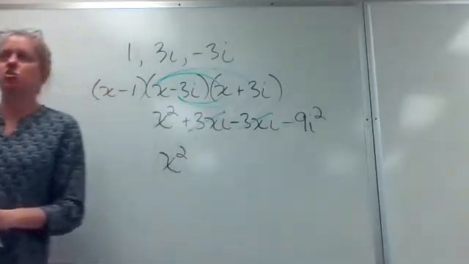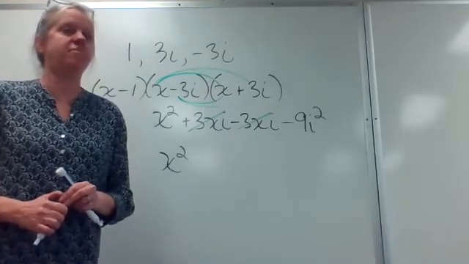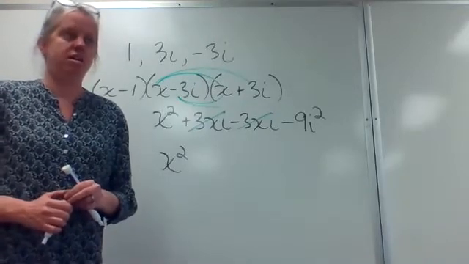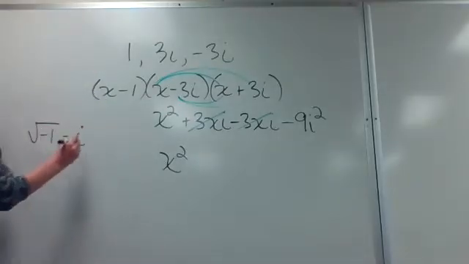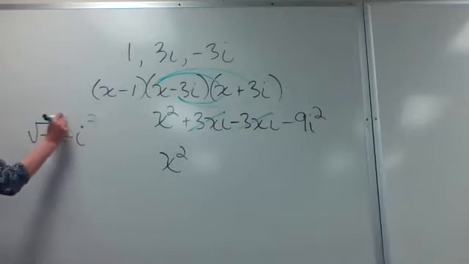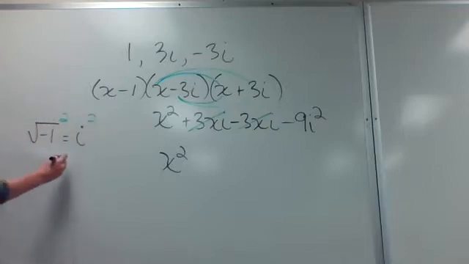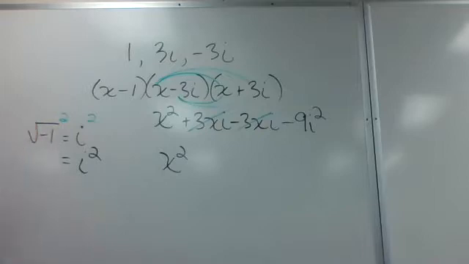Now, this i squared, does anybody remember what i squared is equal to? It is the same thing as negative 1. Here's why. The square root of negative 1 equals i. Square both sides. The other side is i squared. What happens over here? What do this squared and square root do to each other? They're opposites. They just cancel each other out. So you're left with negative 1.